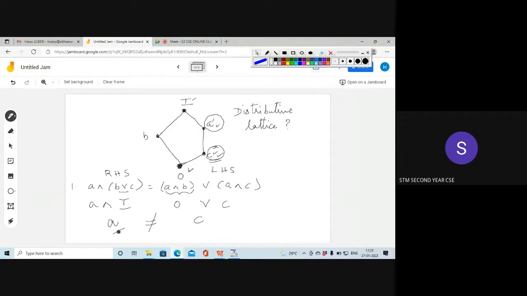RHS evaluated to A and LHS evaluated to C. They are not equal. So the distributive property is not satisfied. Since the first law itself is not satisfied when we take A, B, and C for this particular lattice, it is a lattice, but it is not a distributive lattice.